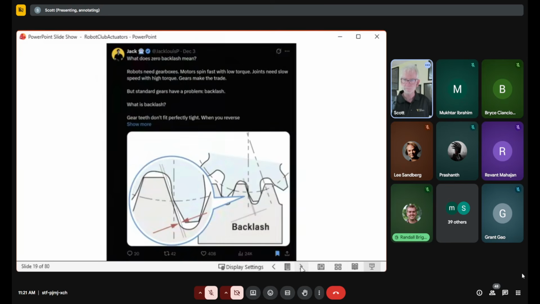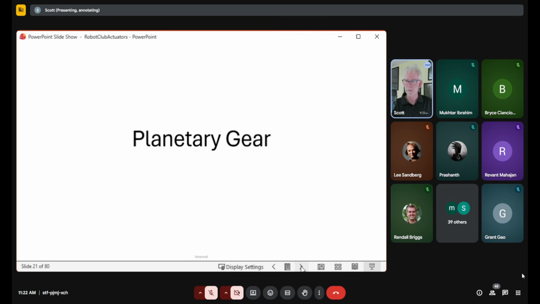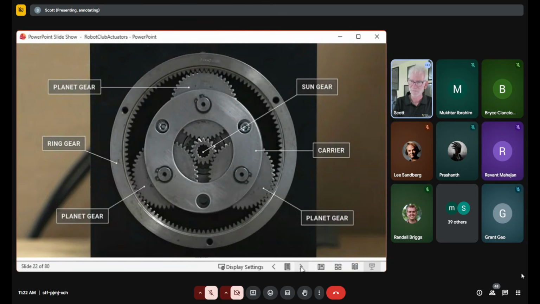Okay, now types of reducers. So we're back to the types. This is the lead in. We understand a little bit what's going on. Now, when we look at them, we can start to understand the pros and cons of them. So the first one is the planetary gear. Does anyone know why that's the first one we're choosing? Go ahead, Jacob. Do you want to try?